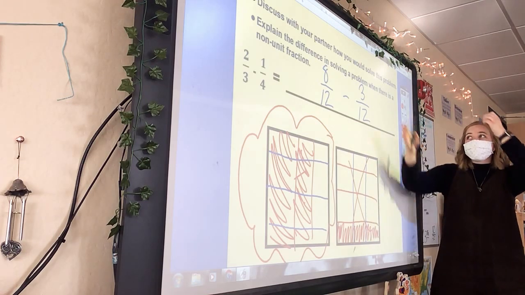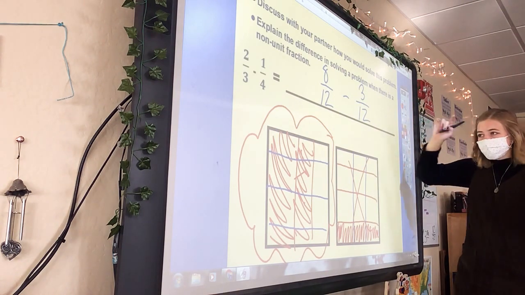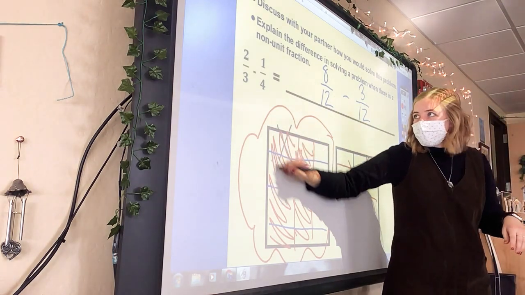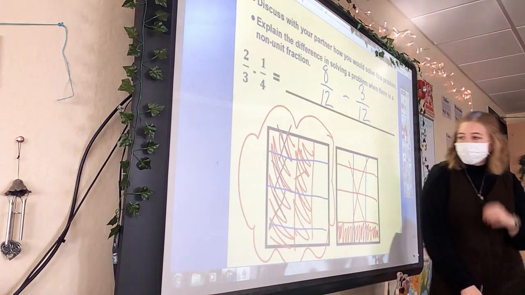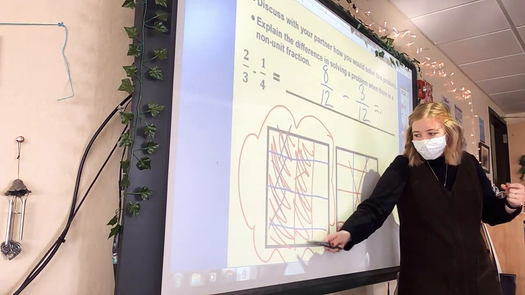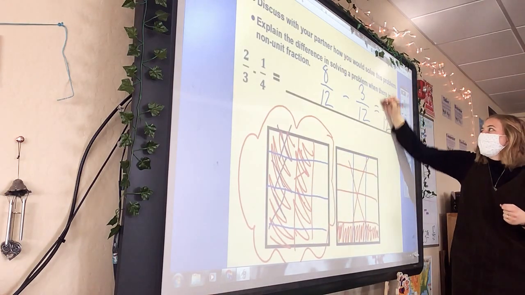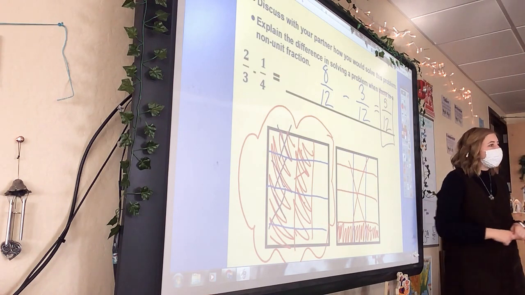So I have to take 3/12 away from my 8/12. So that's where I do some fun crossing out, right? 1, 2, 3. And what I have left over is what I have left over. So 1, 2, 3, 4, 5. 5/12 is my answer. Okay? Questions on that?